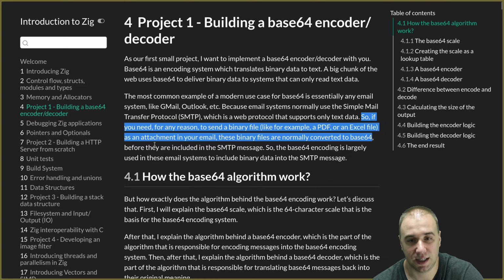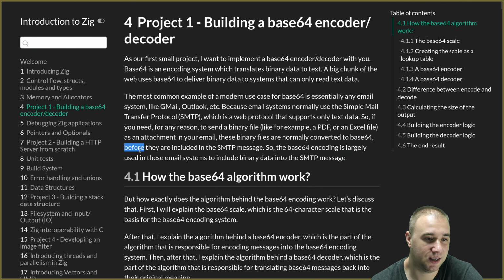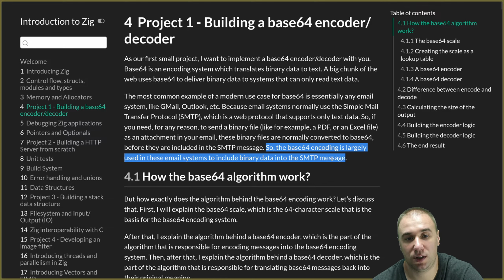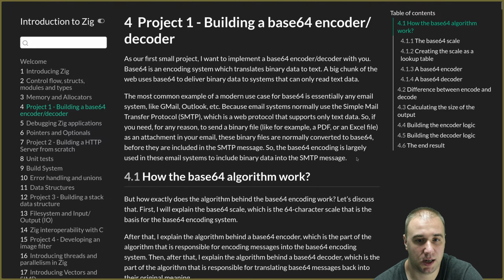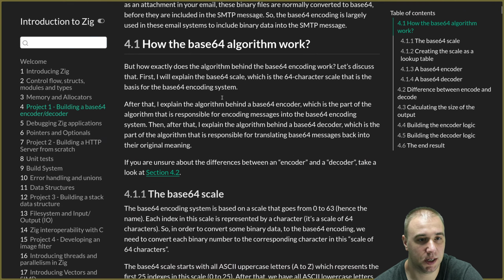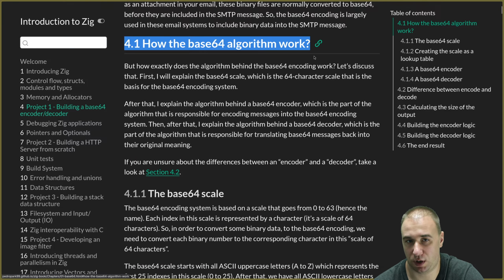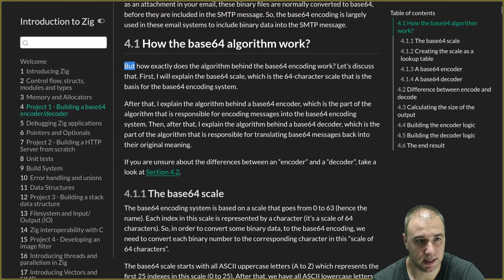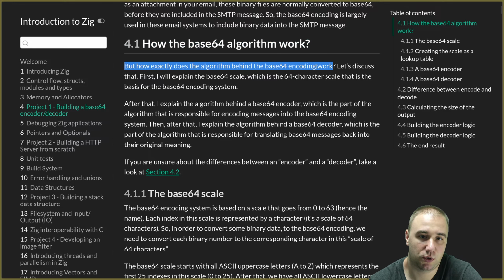Because email systems normally use the Simple Mail Transfer Protocol, SMTP, which is a web protocol that supports only text data. So if you need for any reason to send a binary file, like for example a PDF or Excel file, as an attachment in your email, these binary files are normally converted to base64. Wow, okay, what a waste. Before they are included with the SMTP message. So the base64 encoding is largely used in these email systems to include binary data into the SMTP message. Alrighty, sure. So how does the base64 algorithm work? But how exactly does the algorithm behind the base64 encoding work?